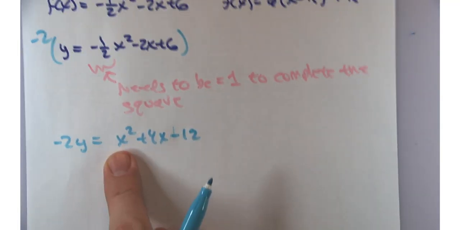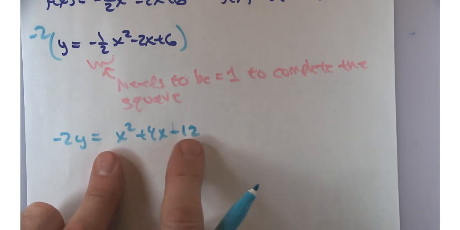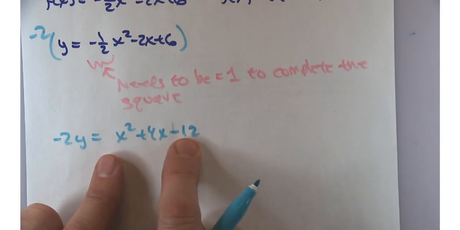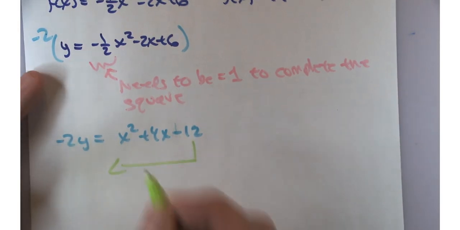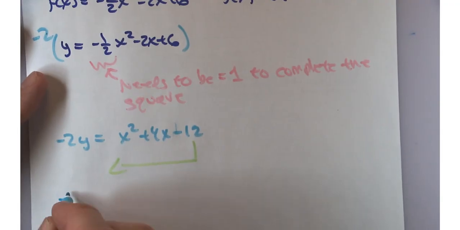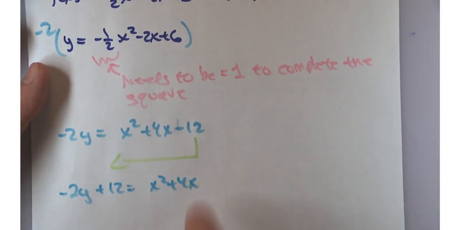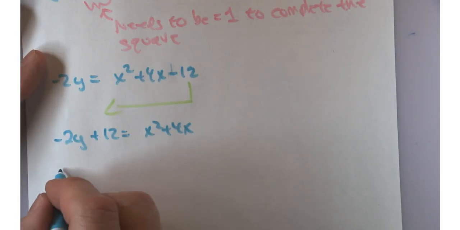We can complete the square on this part. Now, in order to be a perfect square trinomial, this number would have to be the square of half of this, and it's not. So what I'm going to do for the moment is just move this to the other side. When it changes sides, what else is going to change here? Its sign. Thank you. So negative 2y plus 12 equals x squared plus 4x. Now I'm in good shape. Now I can complete the square on that right-hand side.